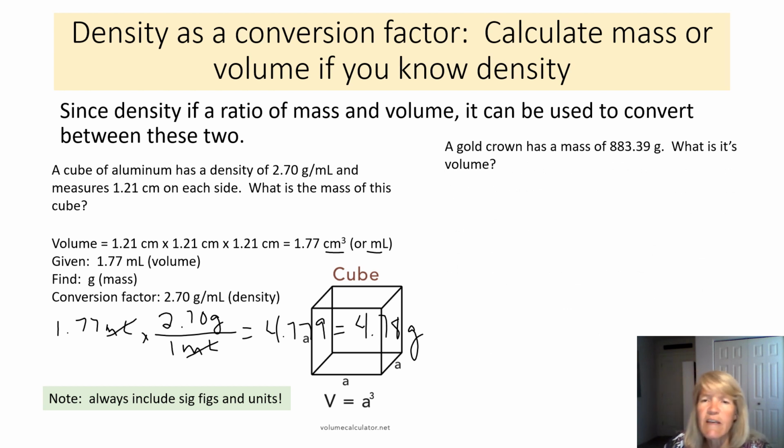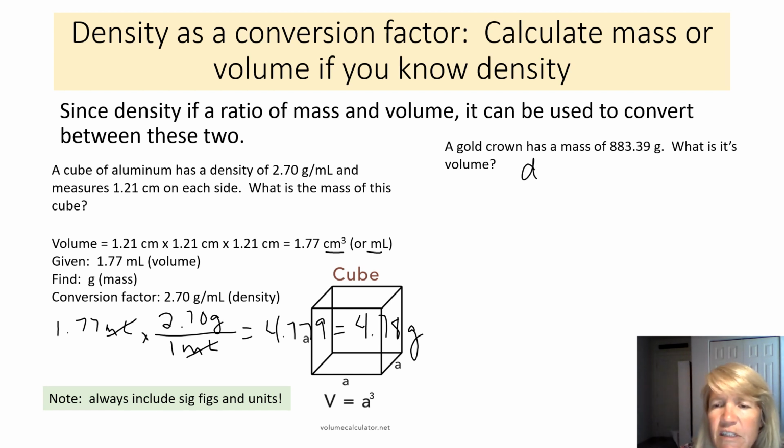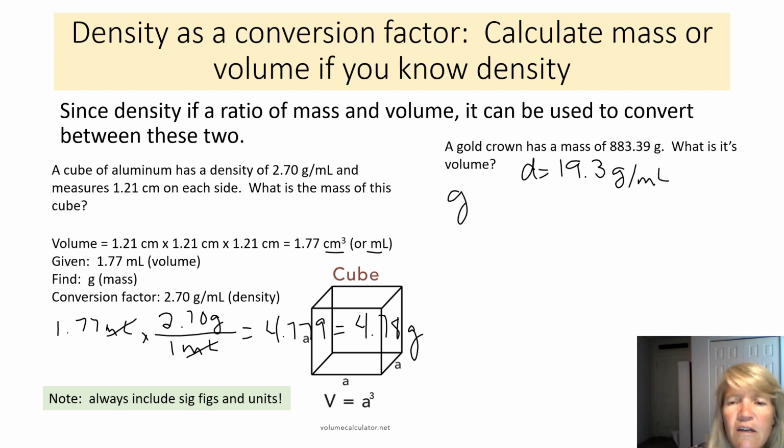Here's another example. A gold crown has a mass of 883.39 grams. What is its volume? So here we got to know the density of gold, and so you can look that up in the table. That density of gold is 19.3 grams per milliliter.